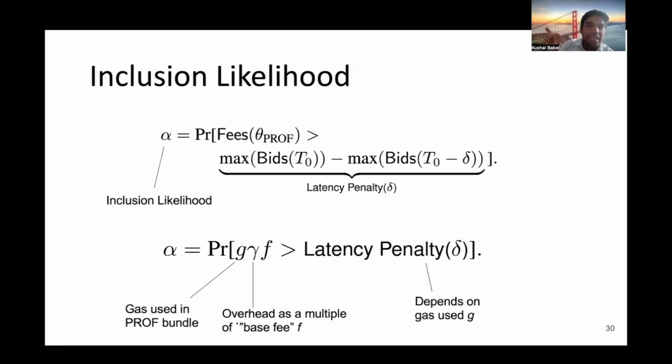Now, fees from the prof bundle can again be broken down into the gas that is used in the prof bundle and the price that the prof bundle pays. The price is again a fraction of the base fee. So F is the base fee and gamma is the overhead on top of the base fee. So the total fees is the total amount of gas multiplied by the gas price, which is gamma F. And the latency penalty here is a function of delta. It also depends on the gas used in the prof bundle, because if the prof bundle is big, you are using a lot of gas, doing a lot of execution, then the delta might be a little bit higher. So essentially, there's a three-way relationship between the inclusion likelihood alpha, the gas used in the prof bundle G, and the gamma, which is the overhead that you're willing to pay in the prof transactions.